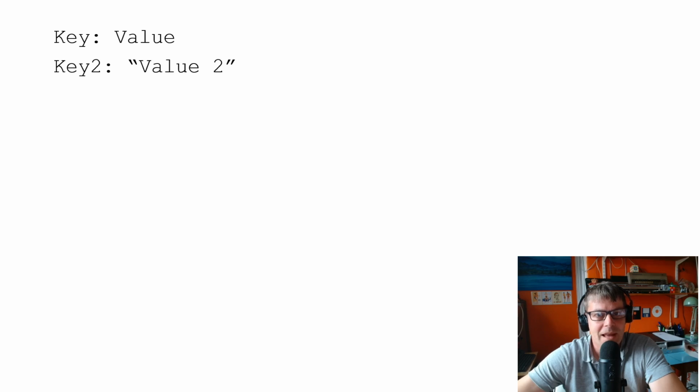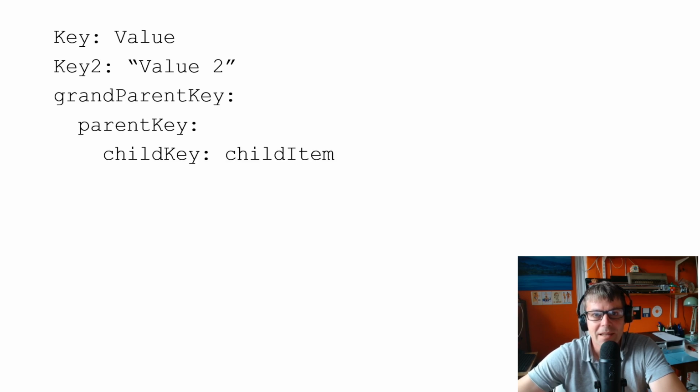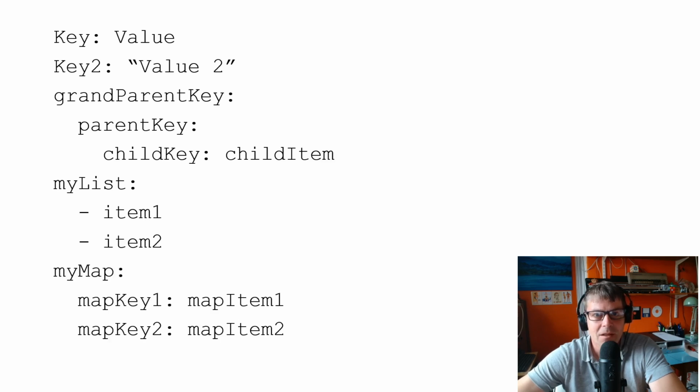Now to define our Kubernetes deployment we're going to use YAML. YAML stands for YAML ain't markup language. It's a markup language like JSON or XML, and basically it works with key value pairs. So we can define key value pairs, and we can also nest keys inside other keys. We can define lists with hyphens, and we can also define maps by just defining key value pairs like this inside a parent key.